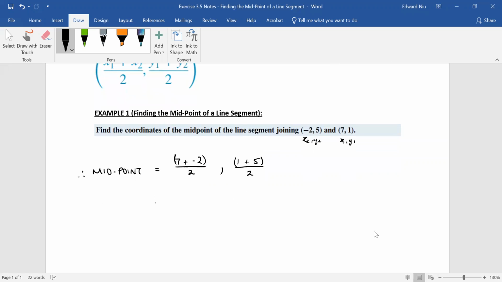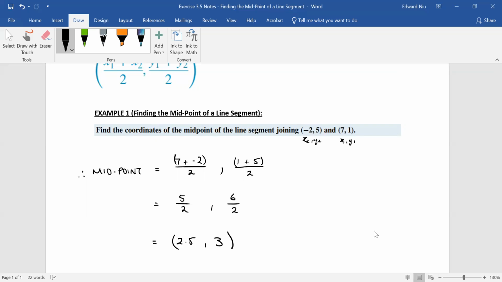So 7 plus -2 is 7 take 2, which gets us 5 on 2. 1 plus 5 gets us 6, and that's going to be divided by 2. It's always divided by 2. And so essentially our x coordinate is going to be 2.5, because 5 divided by 2 gets us 2.5. And then our y coordinate is going to be 3.